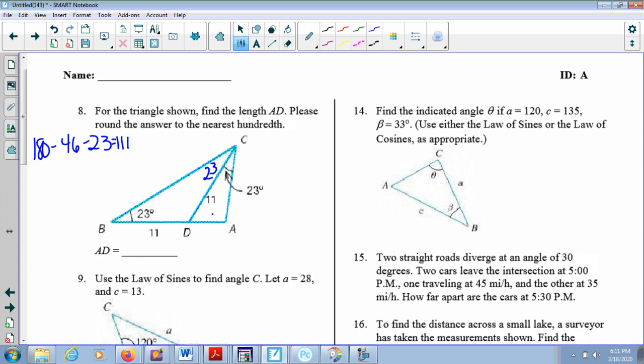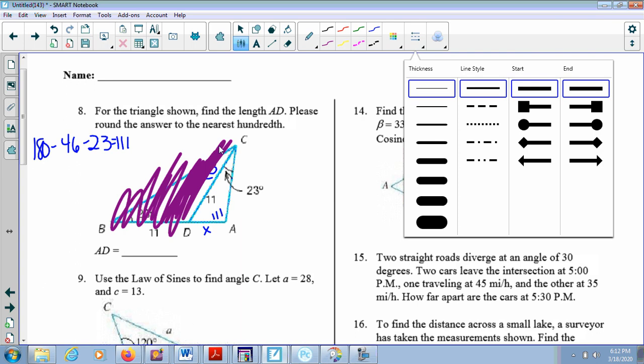So 111 is the angle here, and we're trying to find AD. I'll call that x. Now we can just pretend like this triangle isn't here at all. I don't care about you anymore, I'll scratch you off. I'm only looking at this miniature one, and I see an opposite pair. I've got an angle across from the side I'm looking to find, so law of sines is perfect for this.